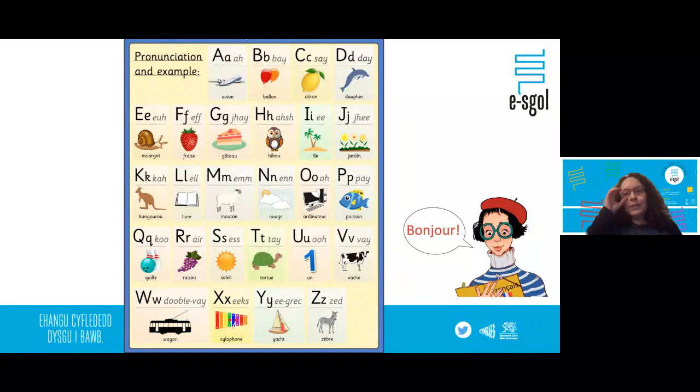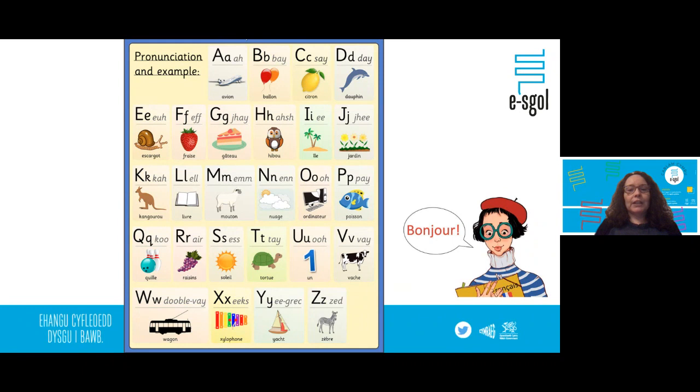So focusing on pronunciation first of all, it's really important that you understand the sounds of French. So the alphabet is an excellent place to start. If you lack confidence in the alphabet, there are lots and lots of videos on YouTube to help you. There are songs and there are explanations by French people, which will really help you perfect those French sounds.